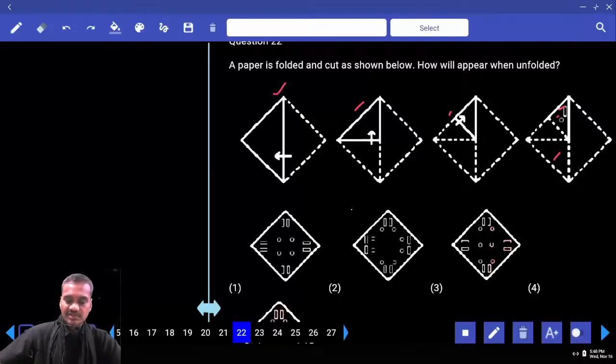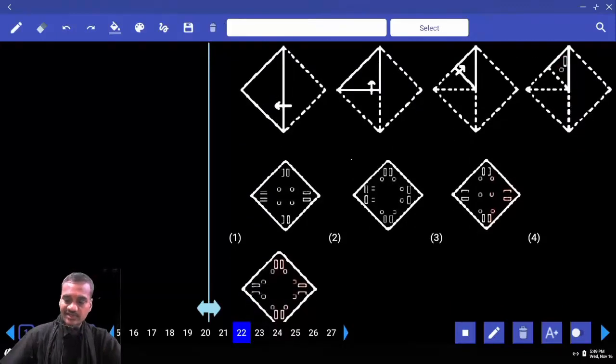Now 16 elements, all these squares must be at the corner. Where should the squares be? 4, 4, 4. 8 squares and 8 circles. Isn't it? 8 squares and 8 rectangles. Tell me where we have 8 squares and 8 rectangles. Here this is ruled out. Now in this one, 8 squares and 8 rectangles. Are you getting this answer here? Is there a chance of it being choice 2? Choice 2.